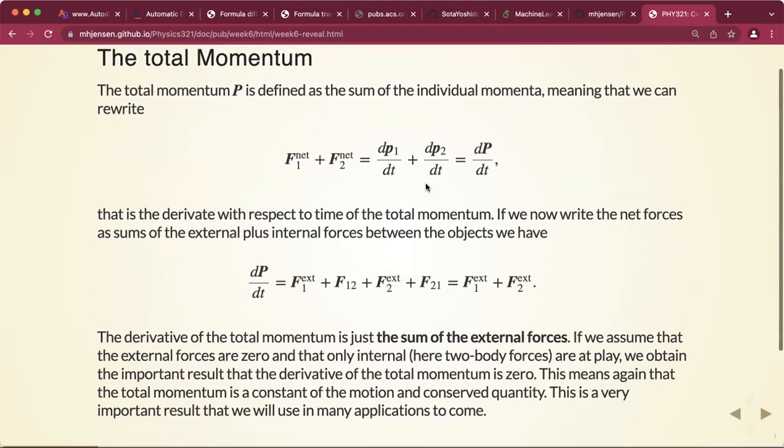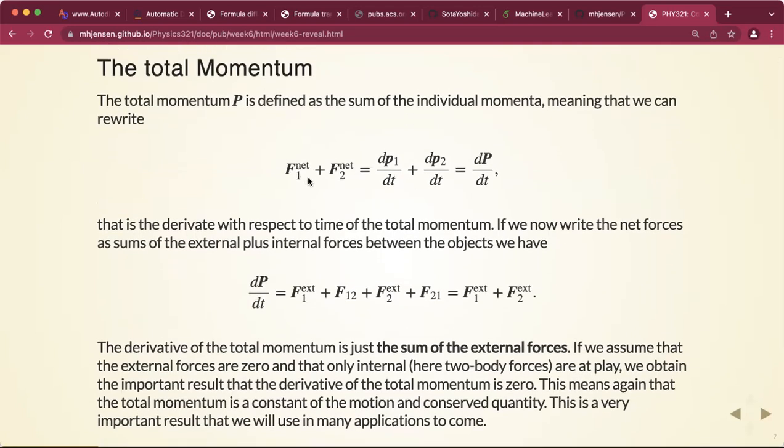Then the thing we did was to look at the total momentum. We looked at the momentum of two objects, and these are under the influence of some net forces. And these net forces could now be some external forces and some internal forces, and the sum of the external forces leads to two terms here, and the two internal forces, due to Newton's third law, cancel each other.